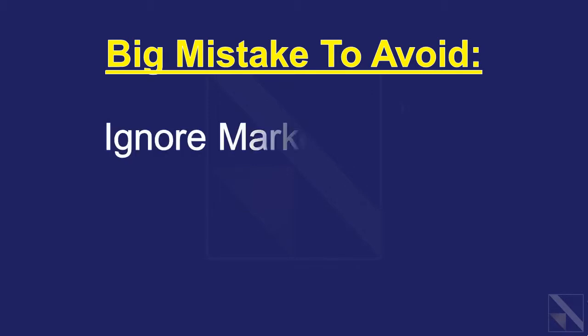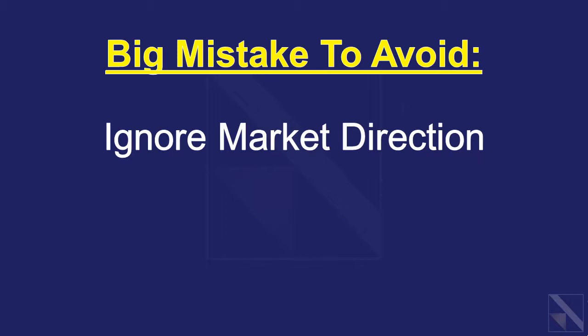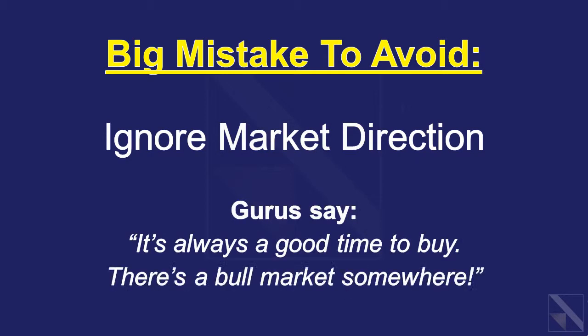A lot of places teach that the market doesn't have trends, so a lot of people make the big mistake of ignoring market direction. You may hear gurus on TV saying things like, it's always a good time to buy, or there's a bull market somewhere. While we agree that no one can predict the future, we know the market has trends, and it's important to react quickly to when the trends start and end. Today, you'll learn how to avoid this mistake and trade with the market on your side.